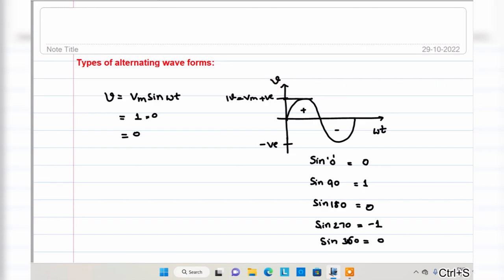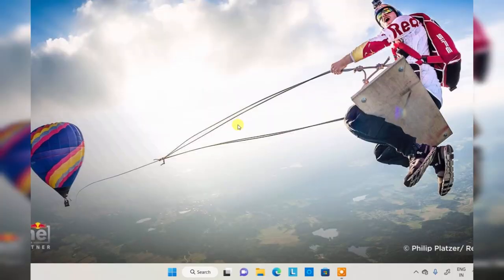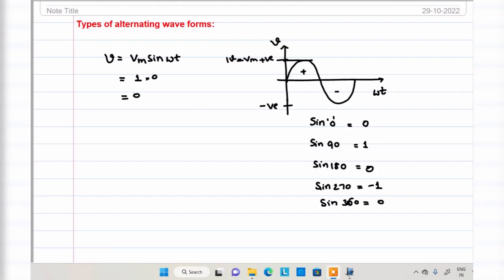Throughout our Unit 2, AC fundamentals, and the second chapter, the AC series circuit, we are using this particular concept. Okay, clear? Now, is this the only sinusoidal waveform? No, we have different types of waveforms. Those waveforms we'll see.